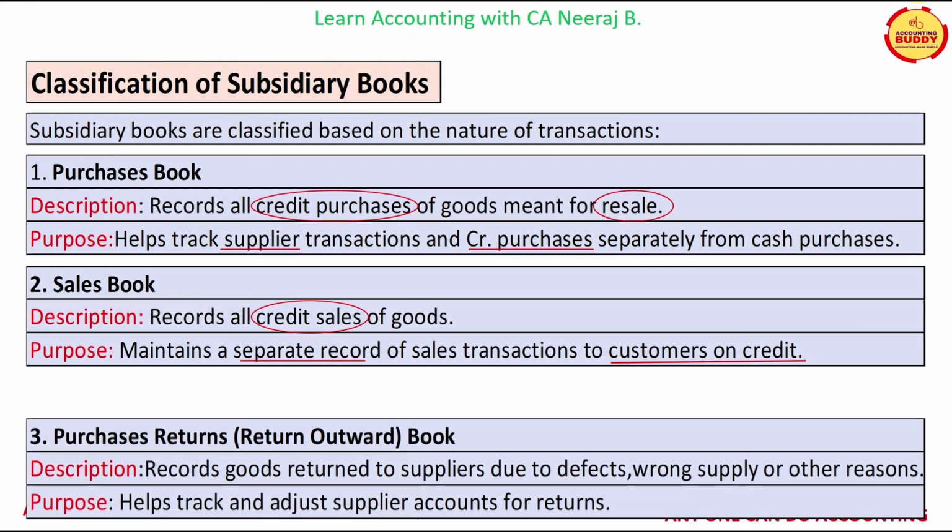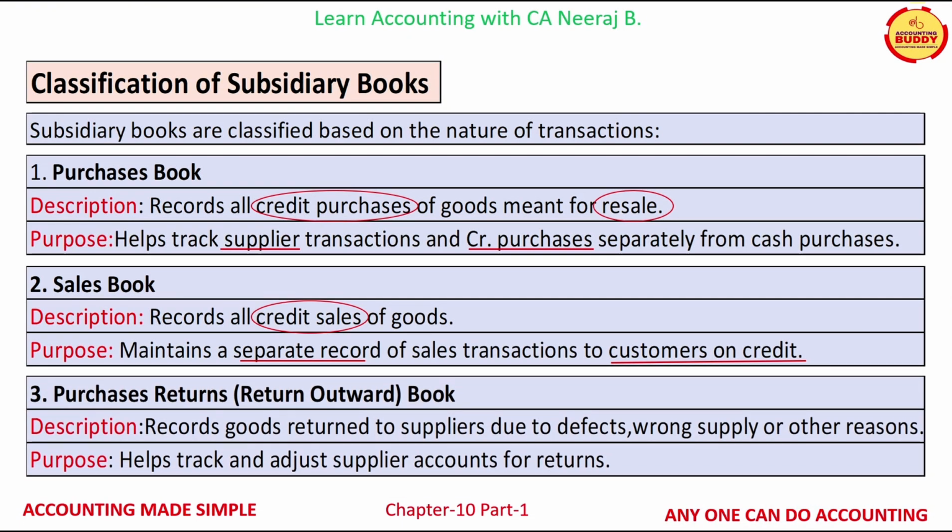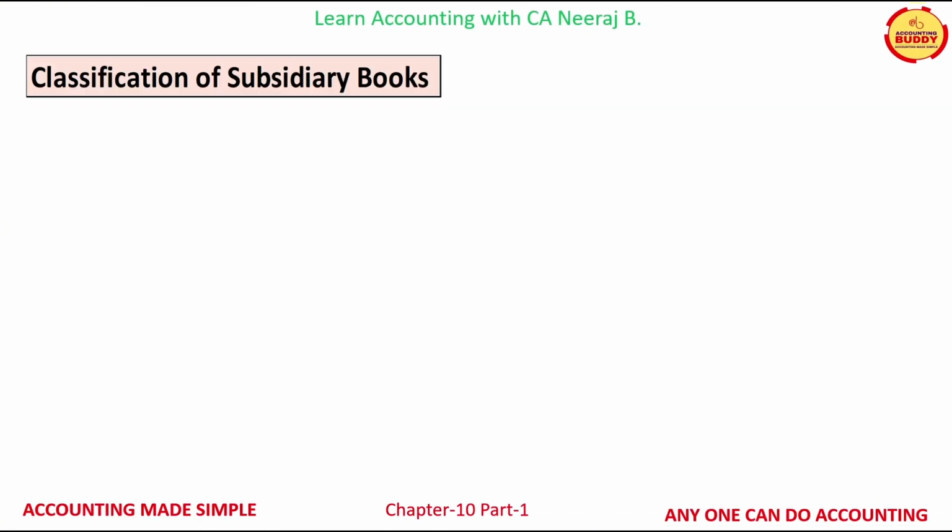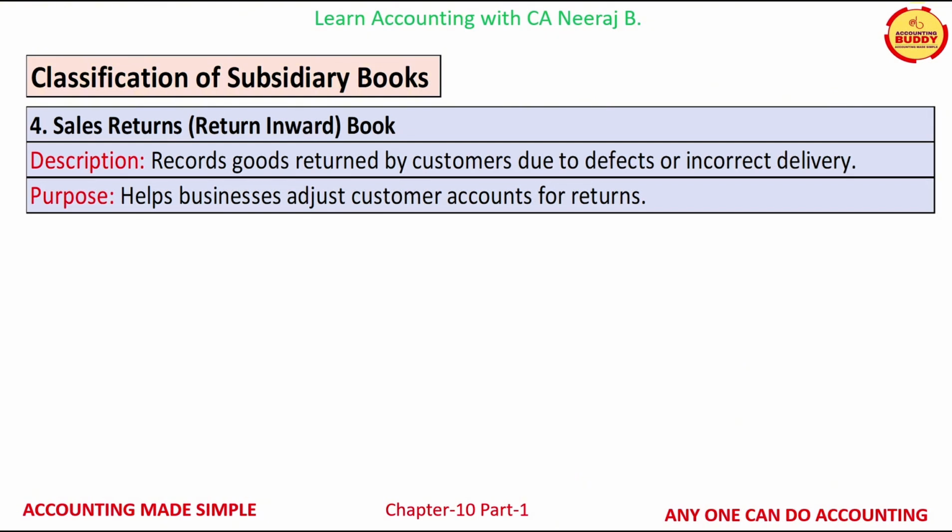Another subsidiary book is Purchase Return Book or Return Outward Book. Purchase Return Book records goods returned to supplier due to defects, wrong supplies, or other reasons. Purchase Return Book helps track and adjust supplier account for returns. Another subsidiary book is Sales Return Book or Return Inward Book. Sales Return Book records goods returned by customers due to defects or incorrect delivery. Sales Return Book helps businesses adjust customers' accounts for returns.